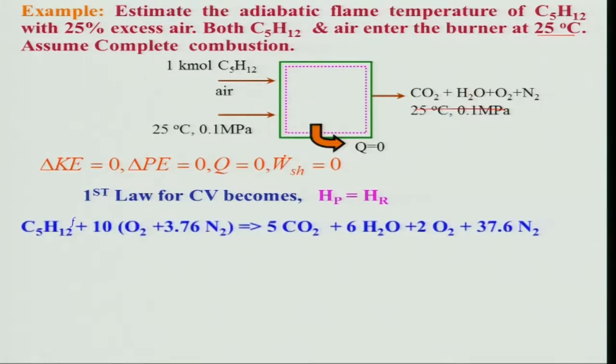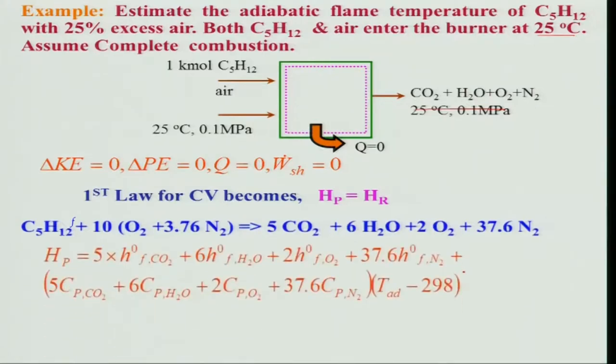If you look at it, this reaction is given and it is balanced, with some amount of excess oxygen. The products are given as carbon dioxide, water and oxygen, and nitrogen. Then we can find out what HP is. It has one component, 5 times the heat of formation of CO2, and 6 times the heat of formation of water, and also oxygen and nitrogen.